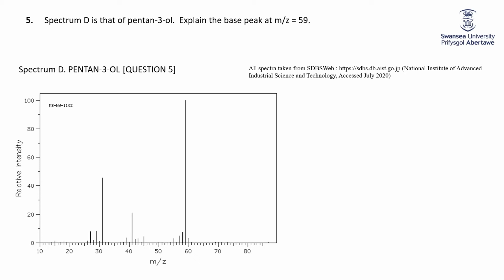So moving from hydrocarbons to compounds that contain oxygen, which are of course amongst the more fun ones to play with. So spectrum D is that of pentanethiol. Explain the base peak at 59. Well, pentanethiol is this one.